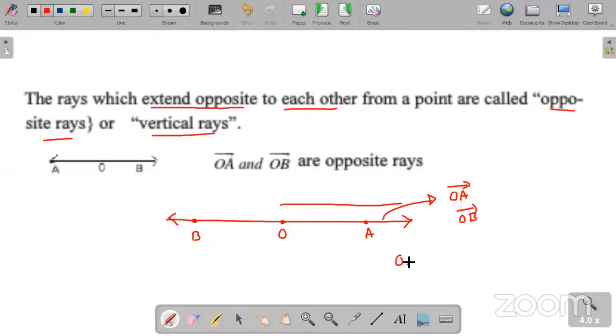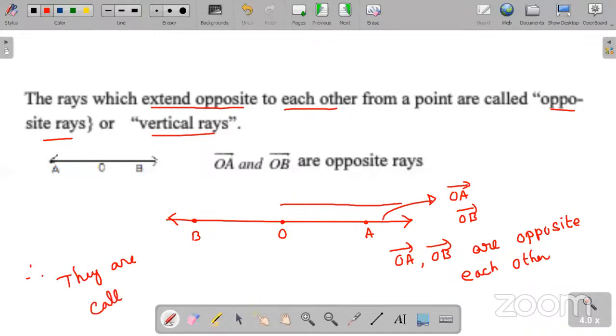So OA and OB are opposite each other on the same line. Therefore they are called opposite rays, because the direction is different. OA direction is this direction. OB is this direction. So they are opposite each other.